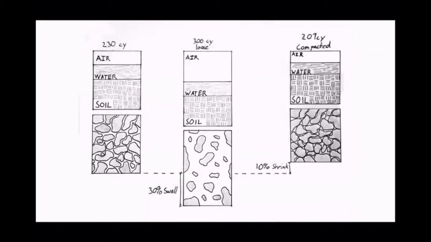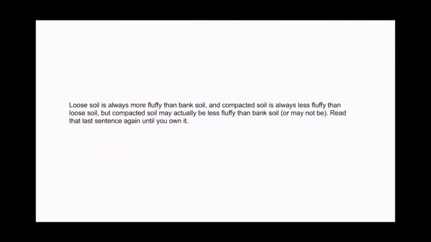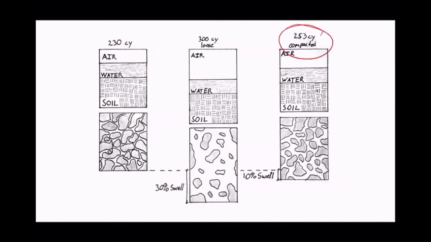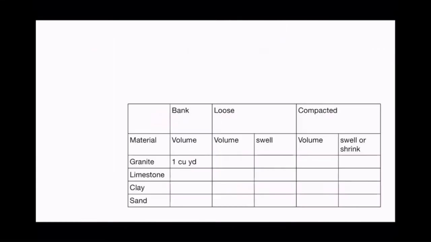And so we say we have a 10% shrink, because we're always starting with our bank measurement when we're figuring it out. Loose soil is always more fluffy than bank soil, and compacted soil is always less fluffy than loose soil, but compacted soil may actually be less fluffy than bank soil, or may not be. You're going to want to understand that, but it's pretty straightforward. Again, this number could be smaller or bigger than the bank number, depending on the nature of the soil and how long it's been eroding and so forth.